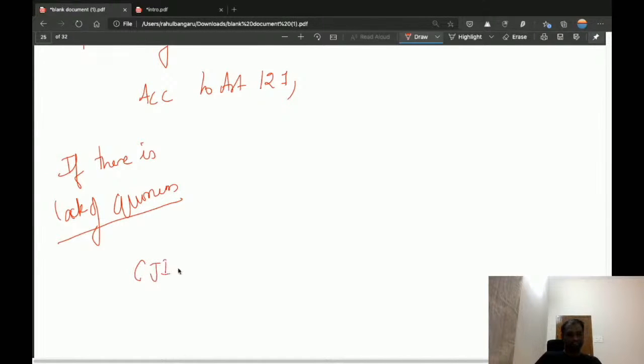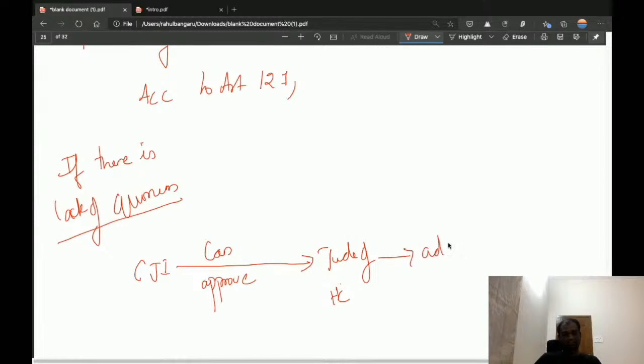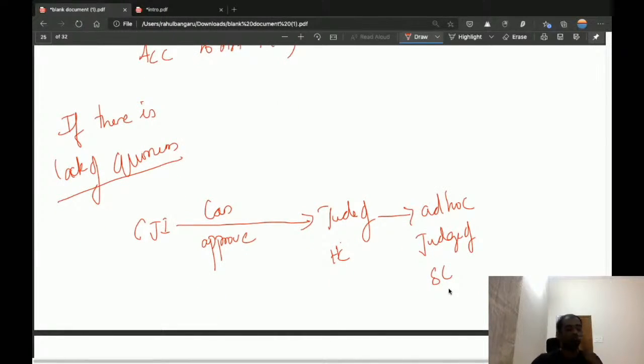Chief Justice of India can approve a judge of High Court to function as ad hoc judge of Supreme Court. If there is no quorum in the Supreme Court, the Chief Justice of India can approve the current judge of High Court to function as ad hoc judge of Supreme Court, for a temporary period.